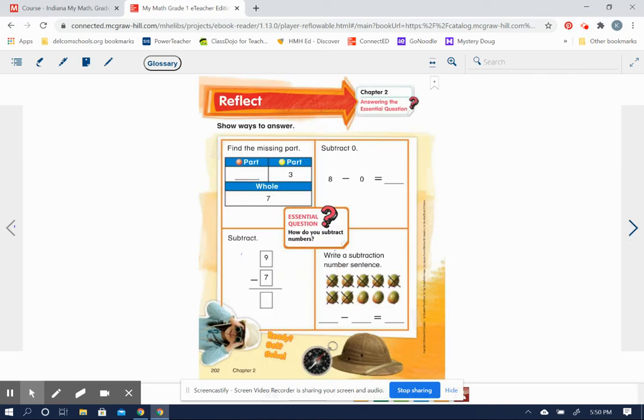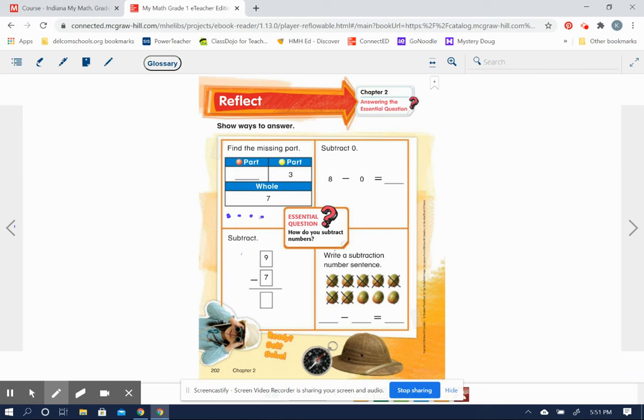Here we go. All right, so just to reflect on chapter 2, show ways to answer. Find the missing part. Here you remember, oh, this is something I say a lot, part plus part equals the whole. So something plus 3 equals 7. So we've got a missing part here. What's the best way? I like to do counting on from the smaller number and stop at the big number. So put 3 in your head and count on. Like 3, 4, 5, 6, 7.